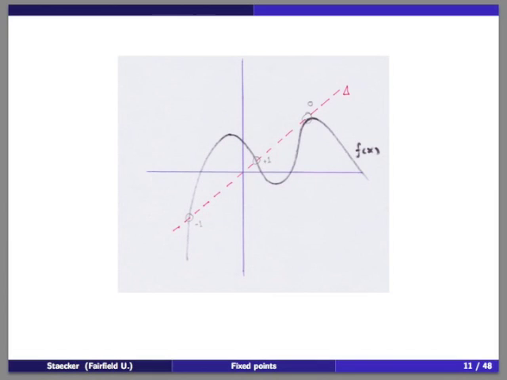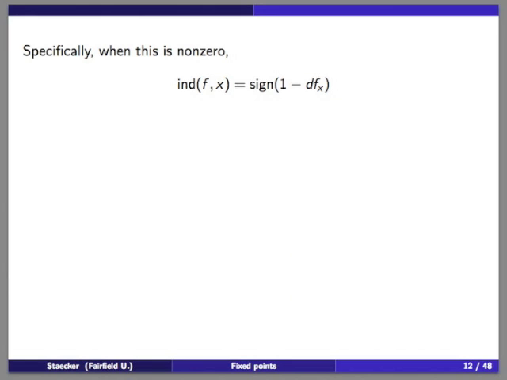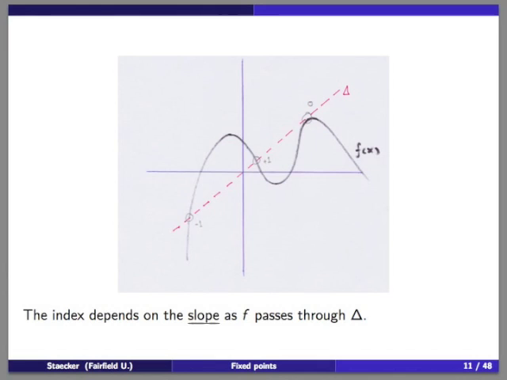And the fixed point index is going to be defined in such a way that the one on the bottom is a -1, the one in the middle is a +1, and the one up there is a 0. And it has to do with the way that the graph crosses the diagonal line. The index depends on the slope as f passes through the diagonal. And you can be specific about this. So when this thing is non-zero, the index is the sign of 1 minus the slope, right? So when the slope was equal to 1, which is the case in the last one there, it was 0. And in the other cases, if the slope is greater than 1, you get a -1 index. If it's less than 1, you get a +1 index.